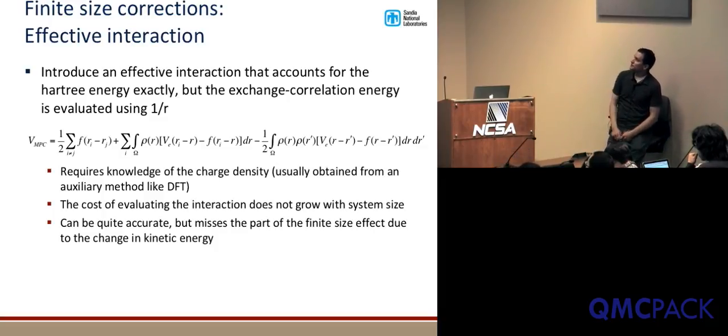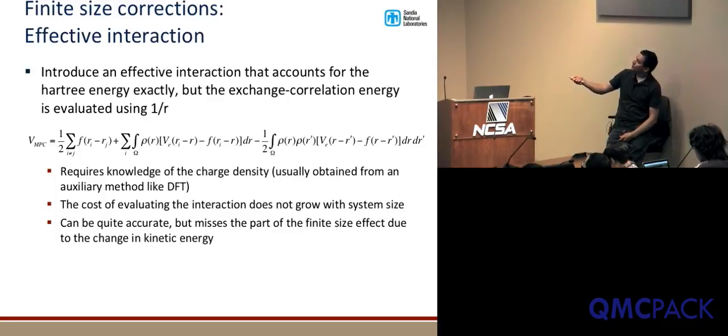So the next finite size correction that is actually relatively cheap as well is to say, okay, the Coulomb interaction has this problem, right? I've got these spurious interactions with this periodic grid of electrons that are caused by my boundary conditions.